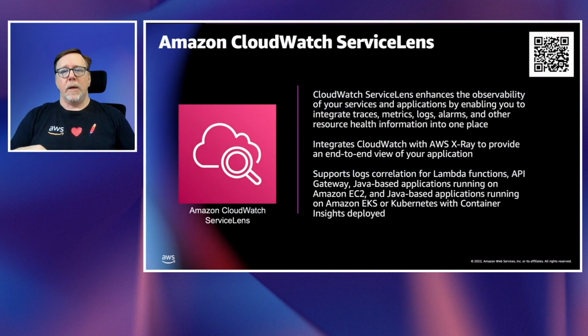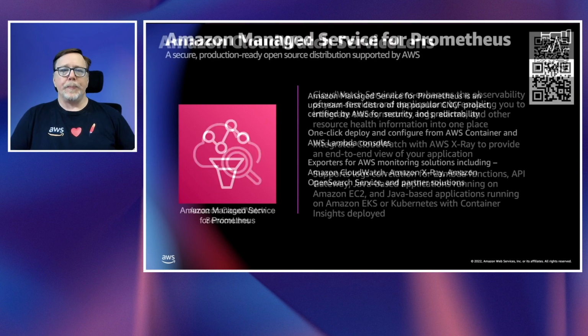Service Lens enables you to run observability on top of your CloudWatch data, integrating traces, metrics, logs, and alarms into one place. It integrates CloudWatch with AWS X-Ray also to provide an end-to-end service map and view of your application. You can do correlation against Lambda functions, API gateways, Java applications, and either container or on EC2.